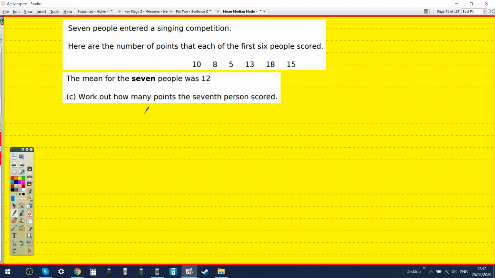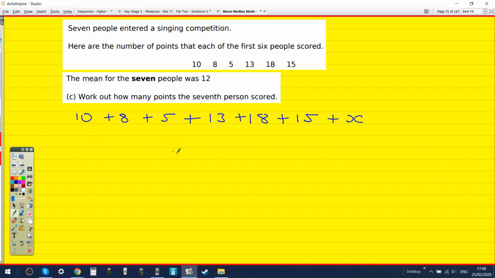Mean, so you add them all up and divide it by how many there are. Okay, so 10, add 8, add 5, add 13, add 18, add 15, and then add something, I don't know. So I'll just call it plus x. Add x. And then that is 68.